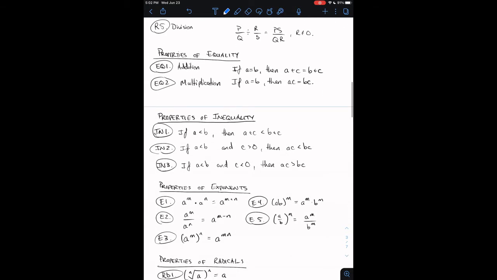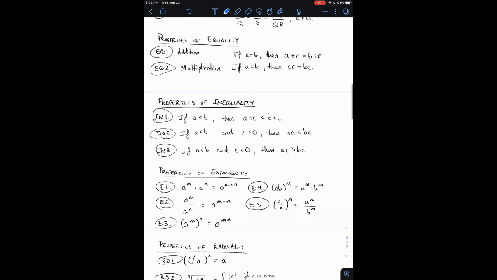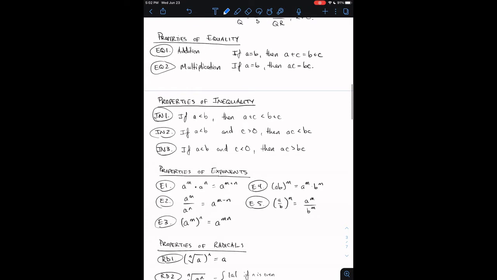Moving on to properties of equality and inequality. So the first property of equality, we have that if two numbers are equal and you add the same number to either side, that quantity is equal. So if you think, like say, A is 2 and B is 2, right? As long as you add the same number to both sides, so if you add 3 to A and add 3 to B, you're going to get 5 on both sides.